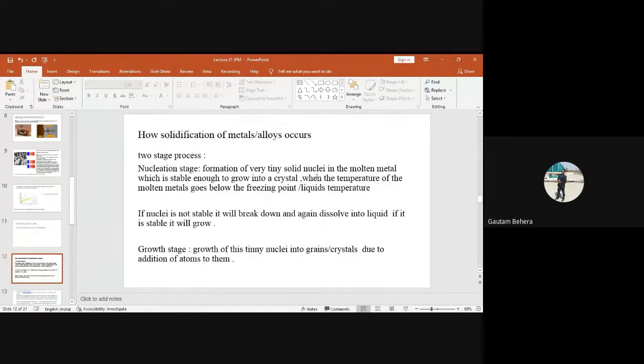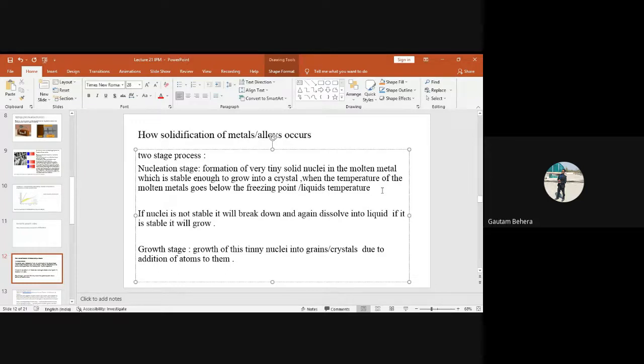Formation of very tiny solid nuclei in the molten metal, which is stable enough to grow into crystal when the temperature of the molten metal goes below the freezing point or liquidus temperature. So you have to remember, nucleation will not start automatically. Nucleation will start when you take the liquid metal below the melting point, for example, or below the liquidus temperature.